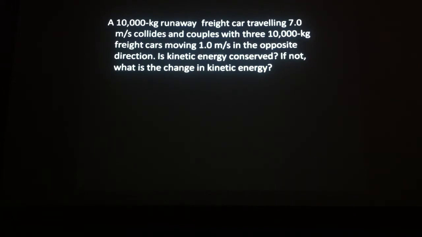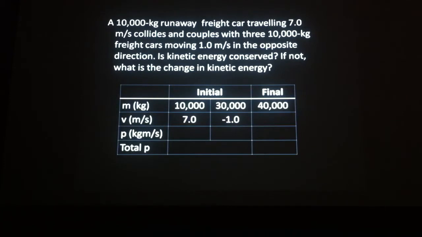So let's go ahead and write down our MVP chart and fill in the information. You can go ahead and pause this to fill in the information, and that way I don't have to pause, and you can just do that whenever you need to. So here are our initial data. 10,000 kilograms is the car that's run away, moving 7 meters per second. And then we have three 10,000 kilogram freight cars traveling 1 meter per second in the opposite direction. So here's our 30,000 total mass moving in the opposite direction. Remember, if you're moving in the opposite direction, your velocity should be negative. All right? And then here, after the collision, we're going to be all stuck together, a total mass of 40,000.